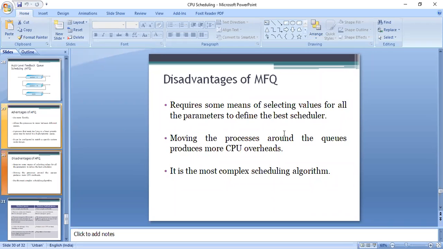So with this, we are done with our CPU scheduling. We have discussed all the scheduling algorithms, which include first come first serve, shortest job first, priority scheduling, round robin, multi-level queue scheduling, and multi-level feedback queue scheduling.